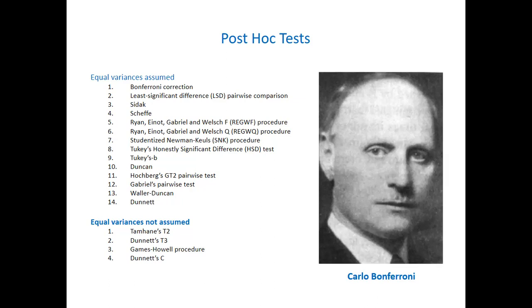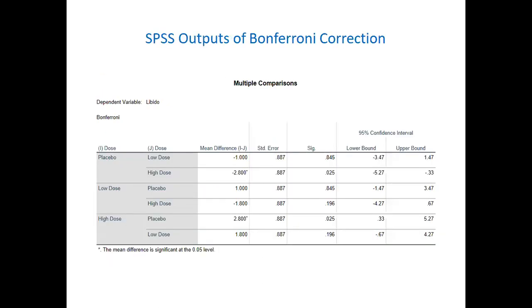We have Duncan, we have Scheffé, we have many of them, and they are there in the software. If the options are there, you just select the option. And for those where equal variance is not assumed, we have four of them: Dunnett's T3, Tamhane, Games-Howell, and Dunnett's C. Now, this is post hoc Bonferroni.